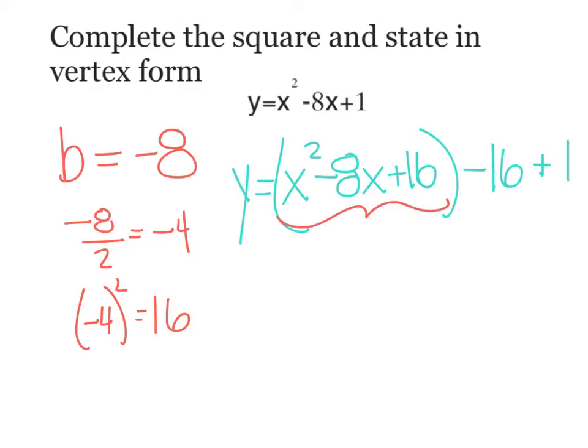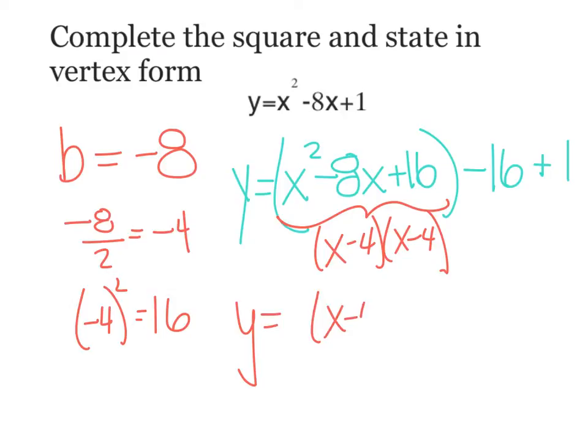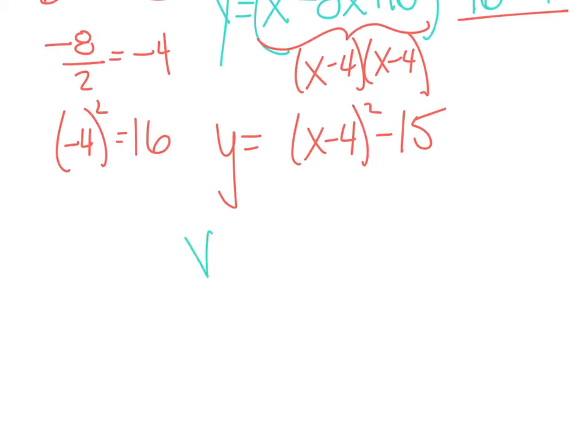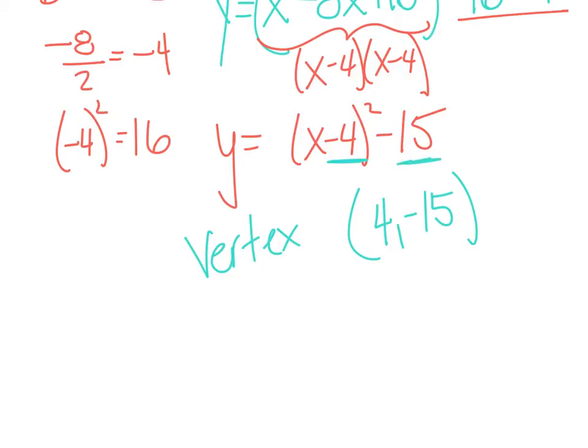Remember, these should factor nicely if you did it correctly. X minus 4 and x minus 4. So again, that's two terms, a multiplicity of 2, so I can say that's x minus 4 squared. Add those together and I get a minus 15. So now I can tell you right away that the vertex, or the turning point of this parabola, is 4, comma, negative 15. Remember, horizontal, you take the opposite number. Vertical, you're going to keep that the same.